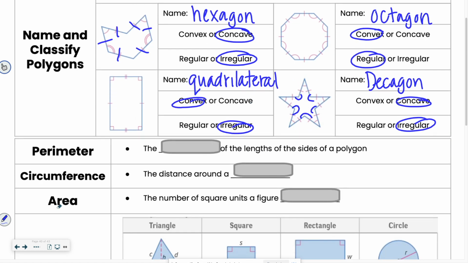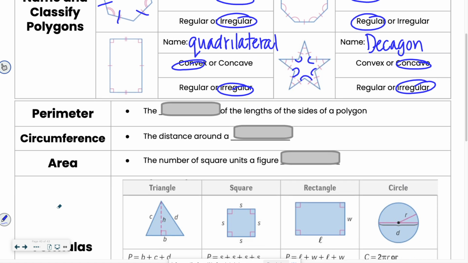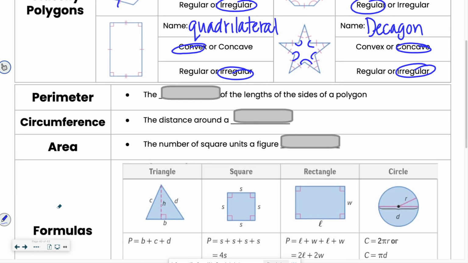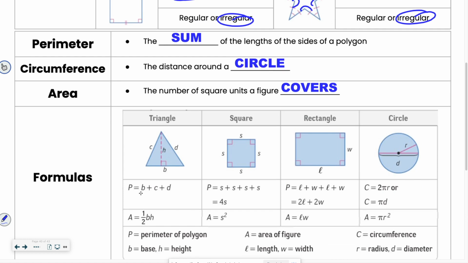Okay, and these are words I know you've heard before. What's perimeter? Yeah, around the outside. If you were to walk around something, how far did you walk? What about circumference? Yes, round a circle. Round and around we go. And then area, the number of square units a figure takes up. I think I put covers. How much space it covers? The shapes you'll see today, the polygons, are all the pretty basic ones.